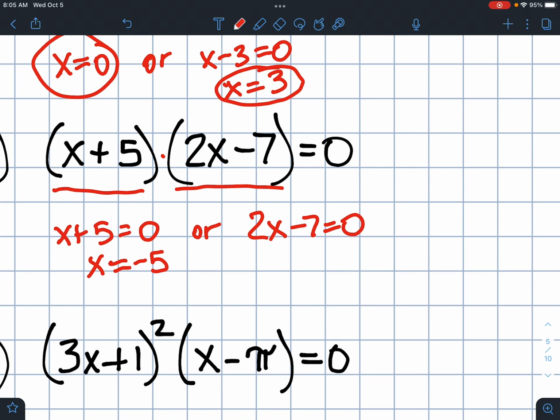Here, second one, it's actually a 2-step problem. We're going to add 7 to both sides. So 2x equals 7, and then we have to divide by 2. So we get x equals 7 halves, or 3.5. Either one is an accurate answer.